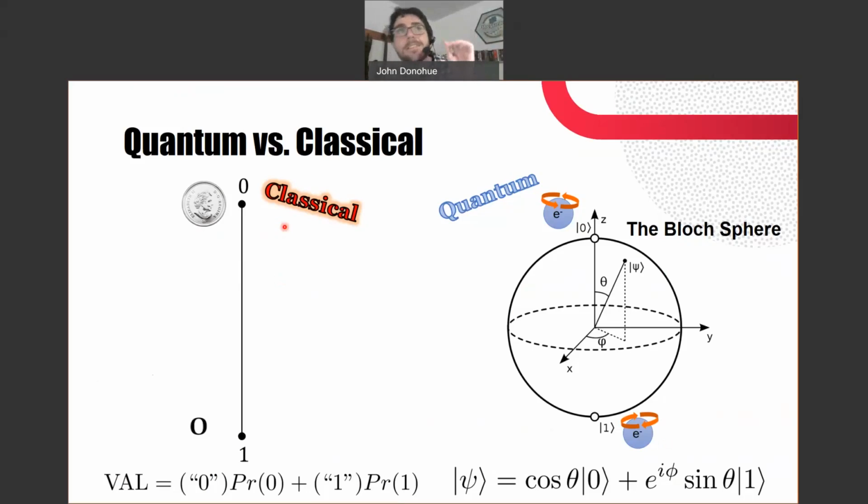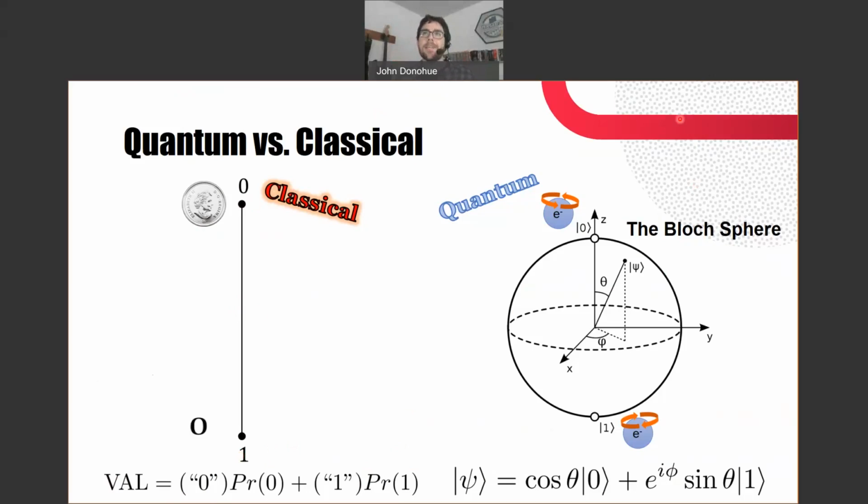Well, in a classical computer, you can have 0 or you can have 1. So you can have your coin being heads or your coin being tails. And it could be always heads, it could be always tails, or it could be 50% of the time heads, 50% of the time tails. So the value is going to be some combination of the probability of it being 0 and the probability of it being 1. Okay? So it's somewhere on this line between 0 and 1.